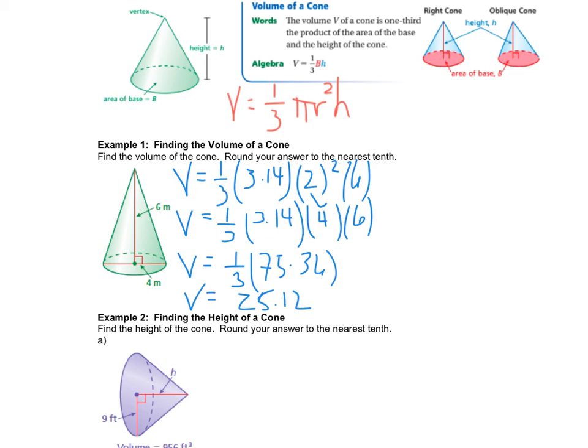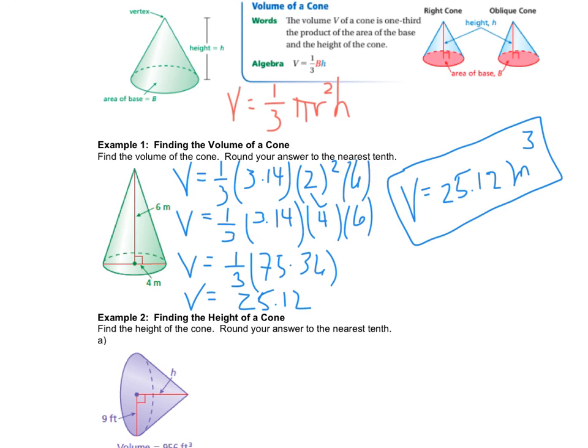Now, it says round to the nearest hundredths. Well, we already have it to the hundredths, so I can just leave it this way. This is 25.12. And we're talking about meters, and volume is always cubed. So there is the volume, it's 25.12 meters cubed.